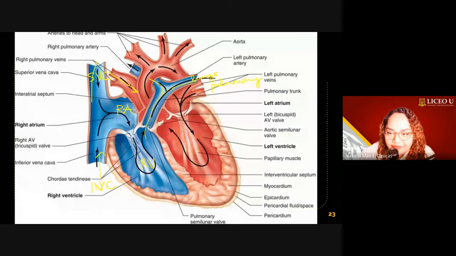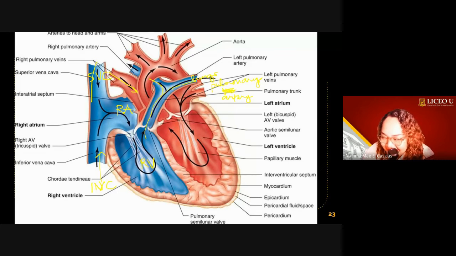Pulmonary vein. Ah, sorry, not vein. Artery. Ma'am, it's an artery, but it carries deoxygenated blood. It is a pulmonary artery because it is a vessel going to the organ, your lungs. So it is called an artery. But actually, do not be misconstrued. What it carries is deoxygenated blood.